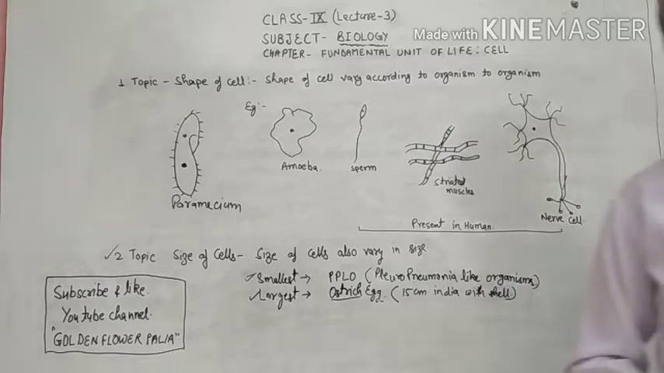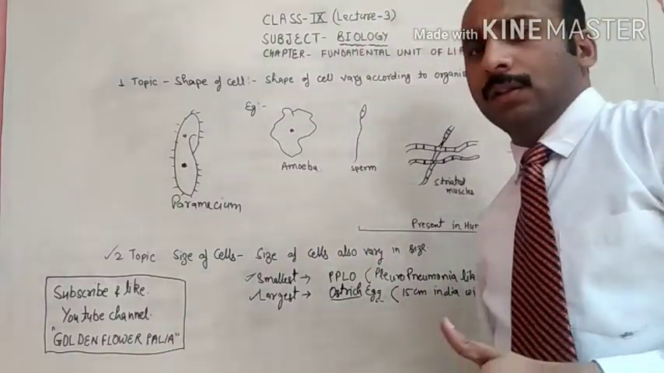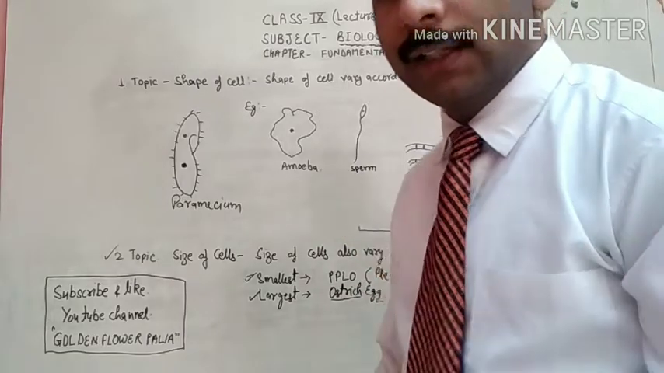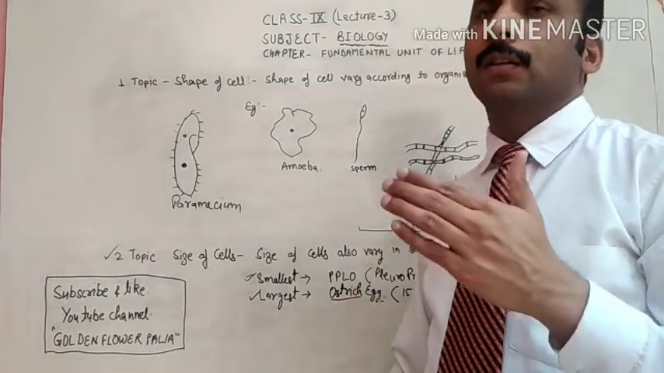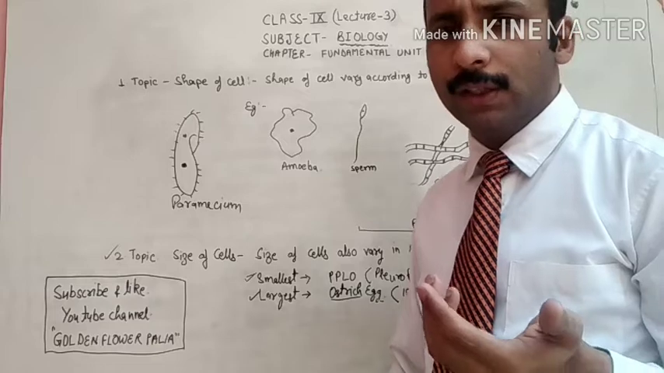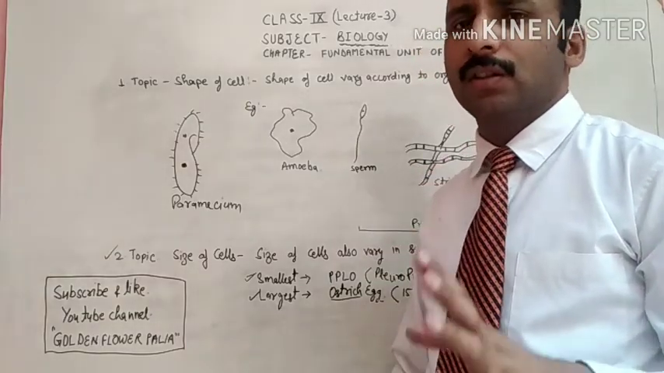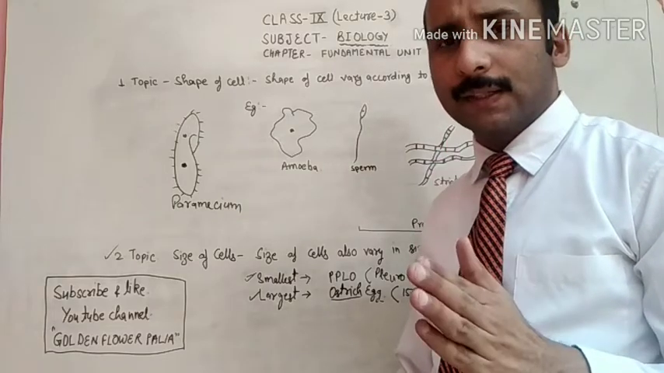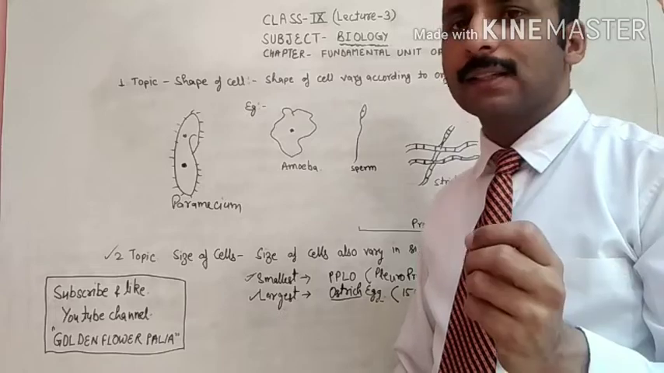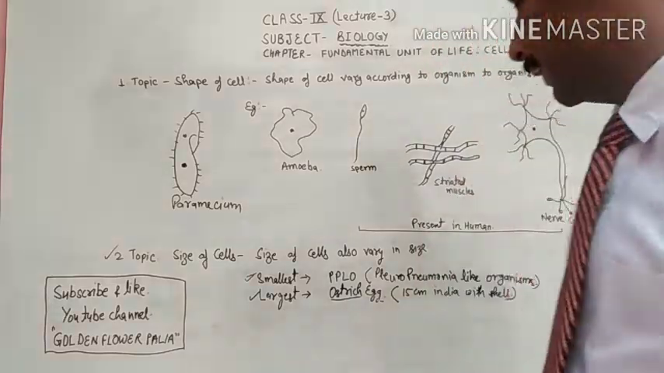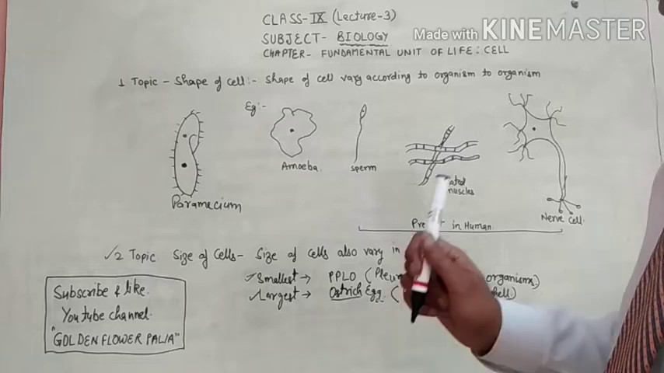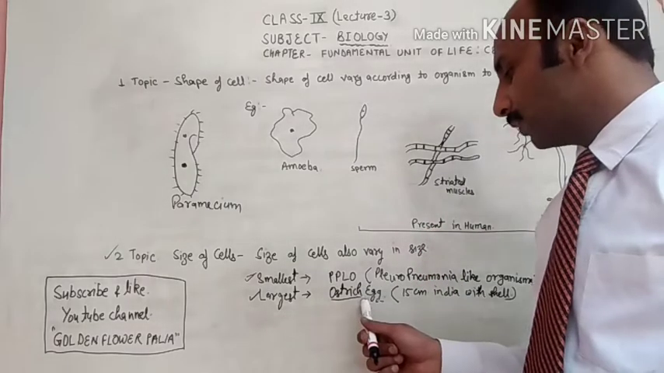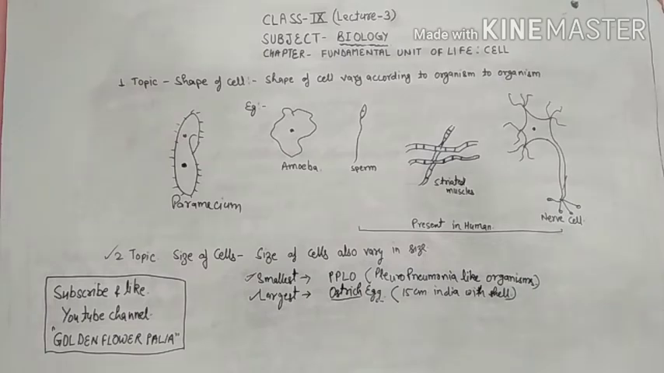The egg of any animal, like the human body, before fertilization, that egg is considered as a haploid cell or a single cell. So my dear students, egg is also considered as a cell. So you can look at the difference here. The PPLO is the smallest cell of the world, whereas the ostrich egg is the largest cell of the world.